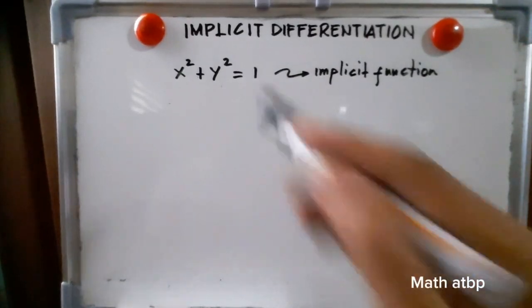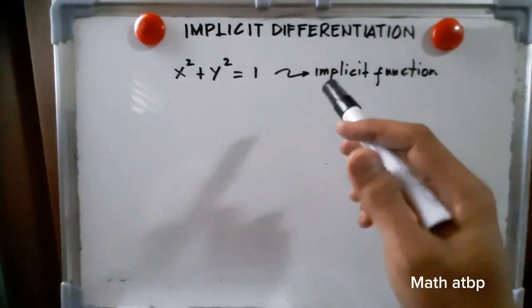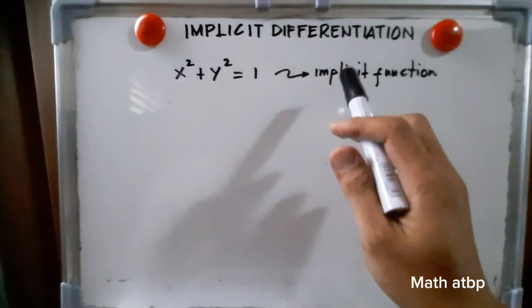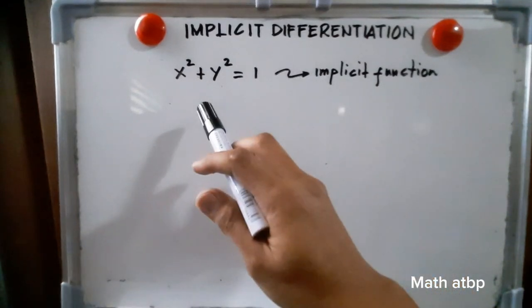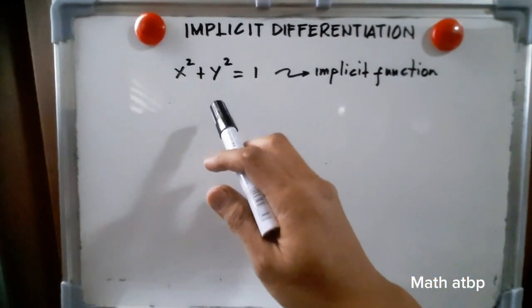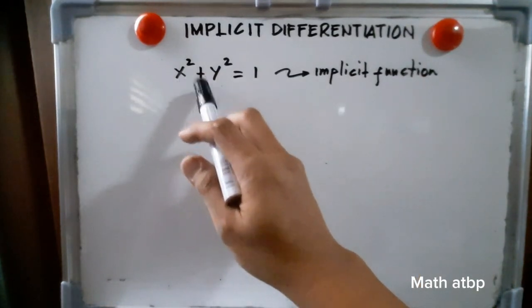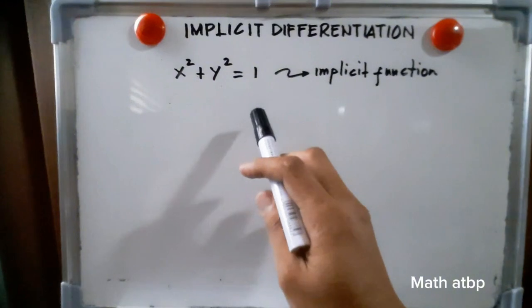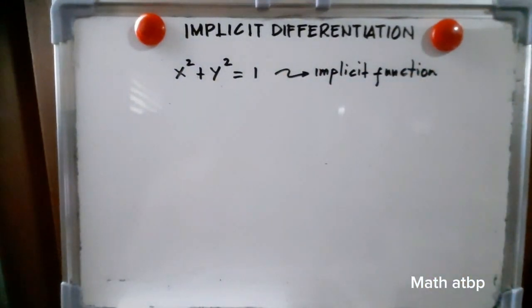Hi, let us now study implicit differentiation. In implicit differentiation, we're going to differentiate an implicit function. But what is an implicit function? An implicit function is a function wherein a variable is not defined easily in terms of the other variable. Just like this, we have x squared plus y squared is equal to 1. Y is not defined in terms of x, but we can differentiate this using implicit differentiation.